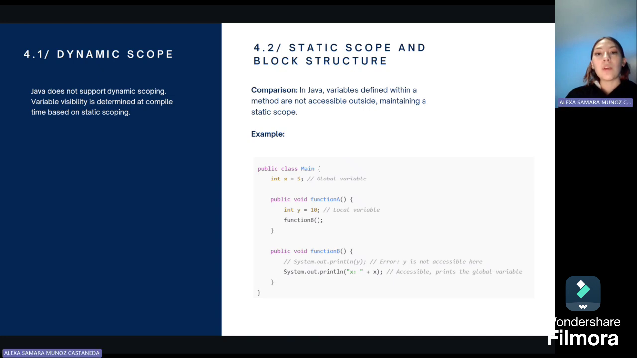Static scope is predictable and easier to control. And finally, we have block structure, which allows us to group variables and declarations inside methods or functions. This keeps variables safe and prevents conflicts by limiting their access. In short, controlling the environment of variables helps us avoid errors and keep our code organized.